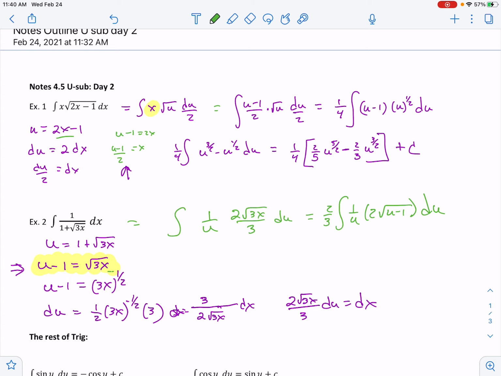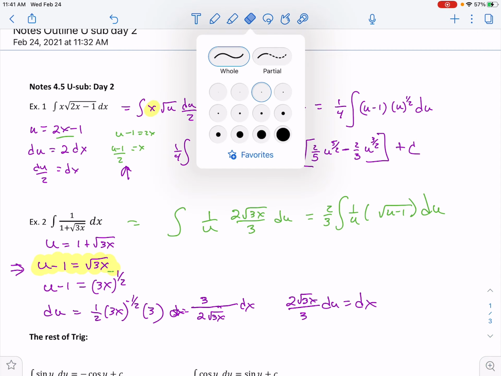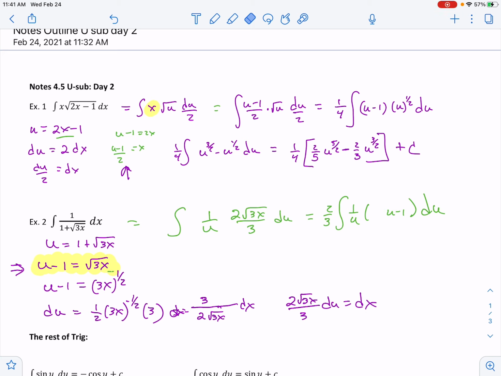Oh, not the 2. The 2's not there, sorry. So take out the 2. And there's no square root. Well, here you go. Let's replace that too, because I replaced the square root. This should be just u. All right. Now, we've got 2/3. We've got u minus 1 over u.